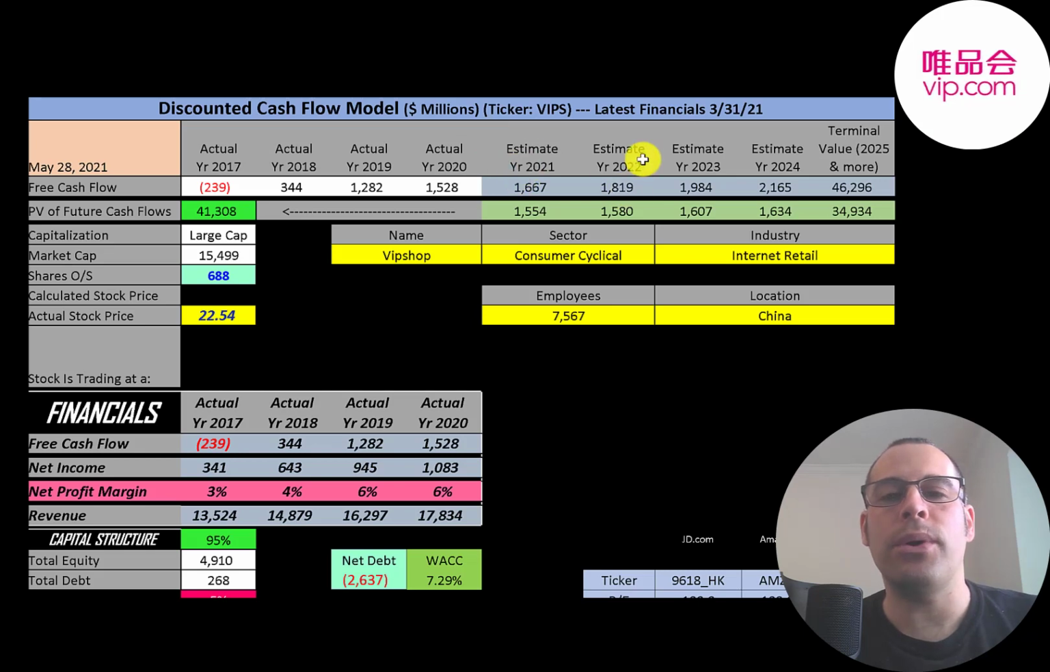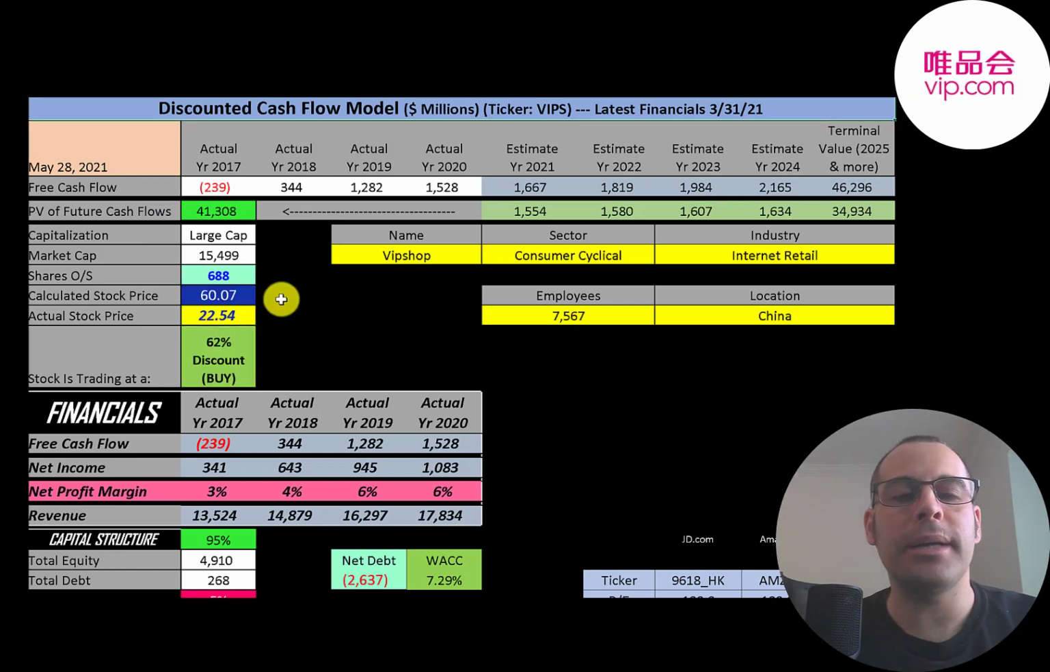We estimated 4 years of future free cash flows. We also estimated a terminal value, which is all cash flows past year four. That's $46 billion. We discounted those numbers back to today using the weighted average cost of capital. We get a value of the company of $41 billion. We divide that by 688 million shares. And we get a calculated stock price of $60.